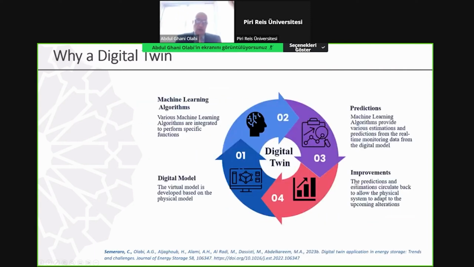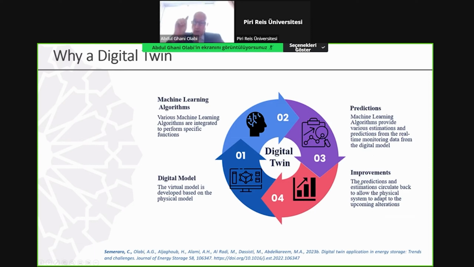So here, why digital twin? I mentioned earlier, the virtual model is developed based on the physical model. Various machine learning algorithms are integrated to perform specific functions. Prediction, this is important. The machine learning algorithms provide various estimations and predictions from the real-time monitoring data from the digital model.